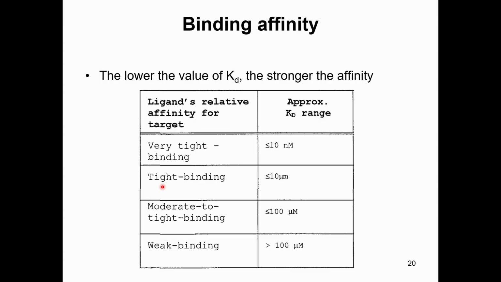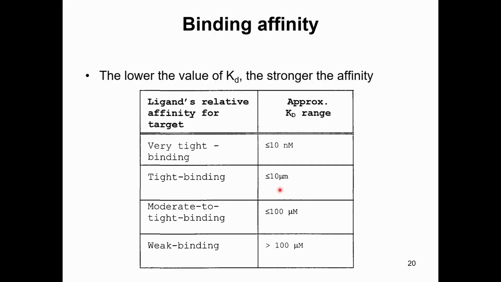So let's look at what this means. Here are a bunch of different Kds: less than 10 nanomolar, less than 10 micromolar, less than 100 micromolar, greater than 100 micromolar. These concentrations are all getting larger and larger. But remember, with Kd, the smaller the value, the tighter the affinity. We just talked about that. The lower the value of Kd, the stronger the affinity, and that comes from that dissociation equation I just showed you. This is kind of a rule of thumb for how this works in pharmacology. If you have a drug whose Kd is less than 10 nanomolar, that means very, very tight binding. Almost all of that drug is going to be associated with its target.